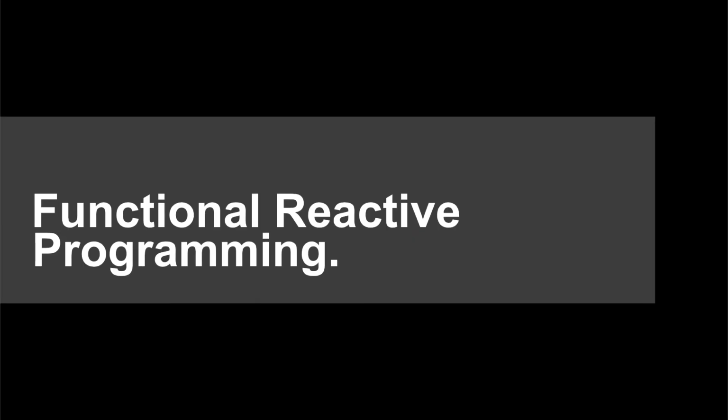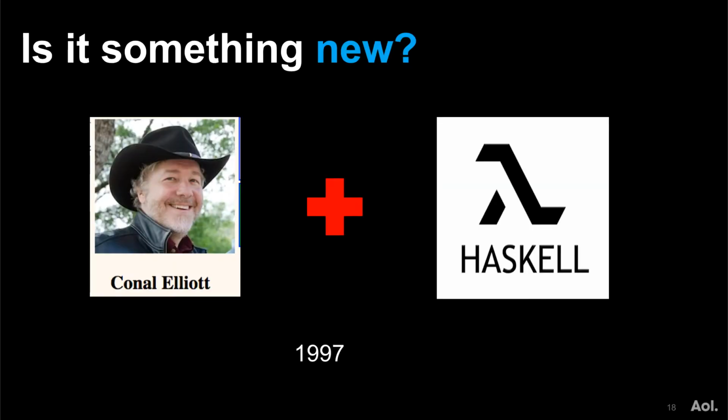So functional reactive programming, let's get into a bit more detail on that. This isn't something new. Back in 1997, a guy called Conal Elliott released a paper on a package called Functional Reactive Animation, or FRAN for short, for the Haskell language.